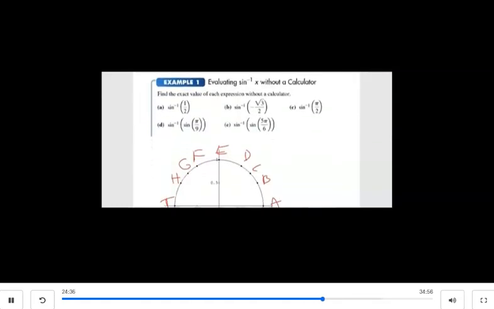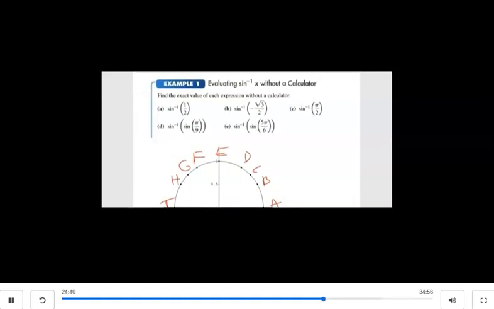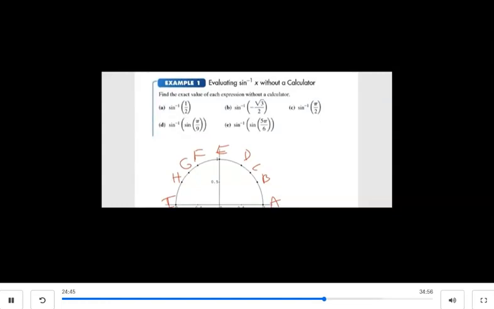We're going to start doing these kind of questions, evaluating sine inverse without a calculator. Let me see how much material I have left in this. Okay, we're good. We've got to keep going a little bit more. So sine inverse 1/2. So we'll work on letter A right there.